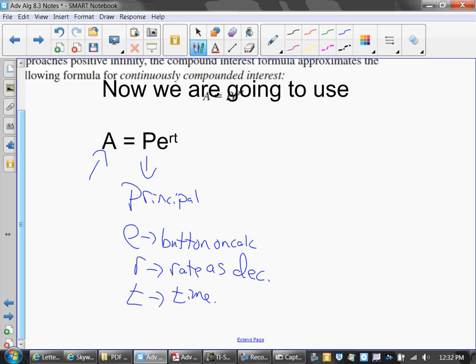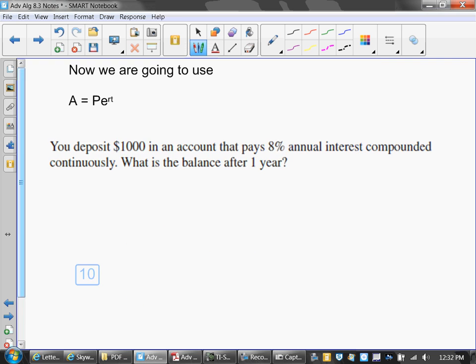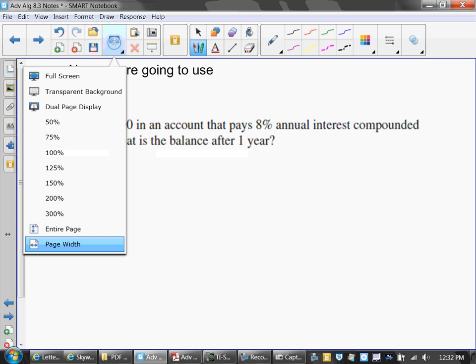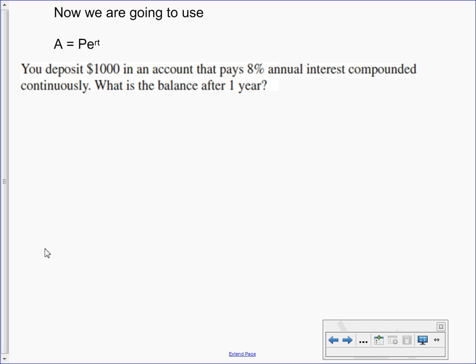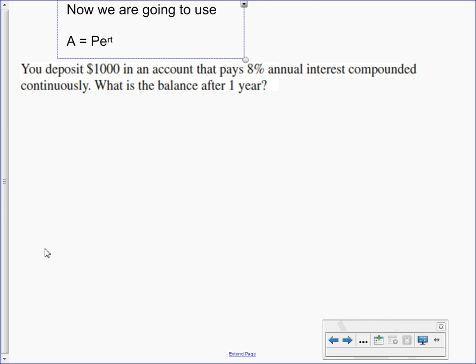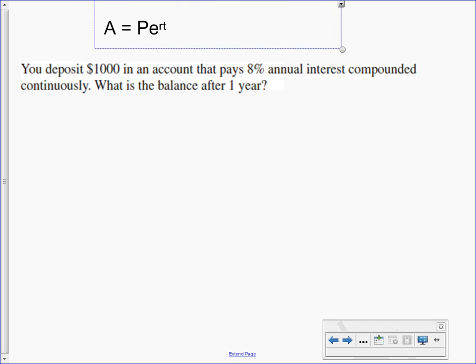So as you go through these style problems, instead of it saying semi-annually, things like that, it'll say continuous now, and it'll just look like this. You're depositing $1,000 into an account that pays 8% annual interest compounded continuously. What's the balance after a year? So, what is your initial amount? Your principal? 1,000.